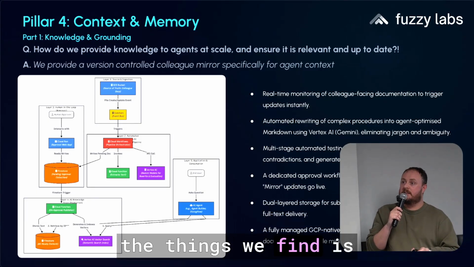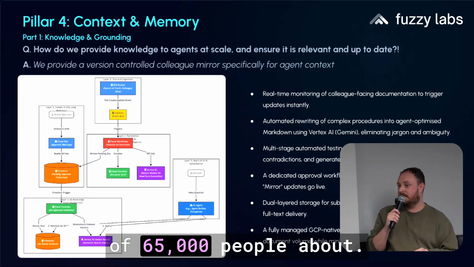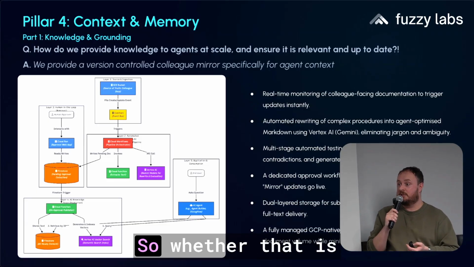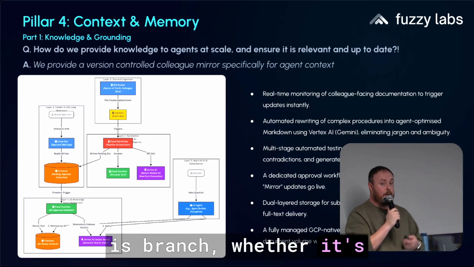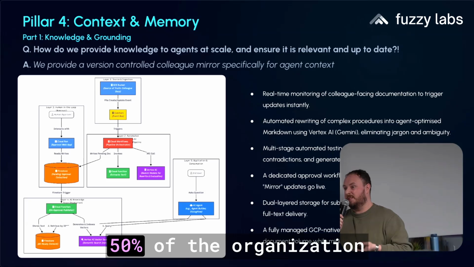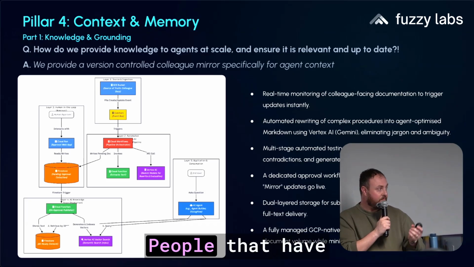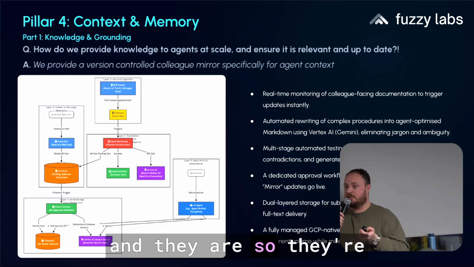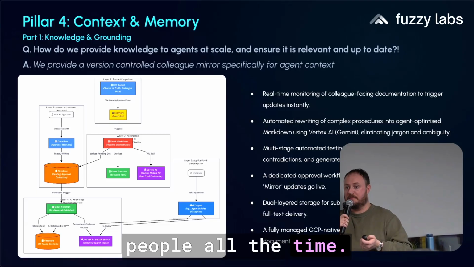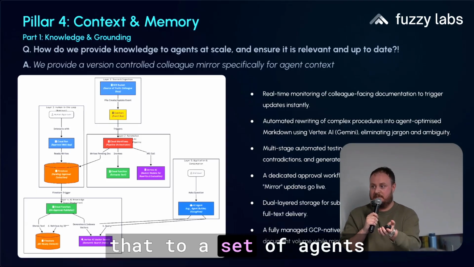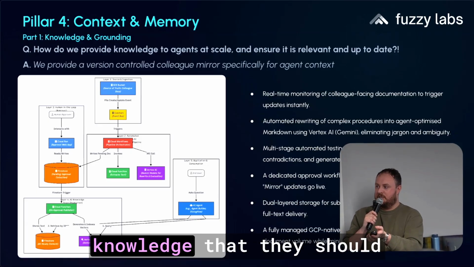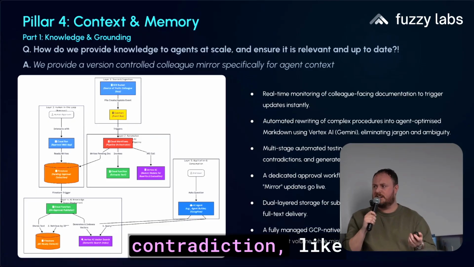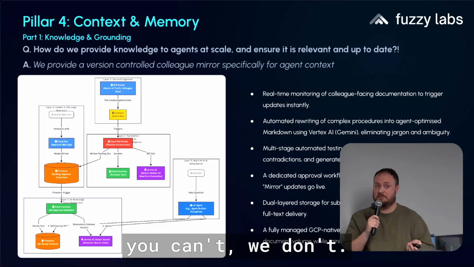But one of the things we find is we are an organisation of 65,000 people. About 50% of that is probably operational staff. So whether that is telephony, branch, back office people, or planning, 50% of the organisation is operational people that have their processes and knowledge articles, and they're written by different people all the time. They're at different levels. How could you give that to a set of agents as a repository of knowledge that they should ground themselves on when it's full of repetition or full of contradiction? You can't. We don't.